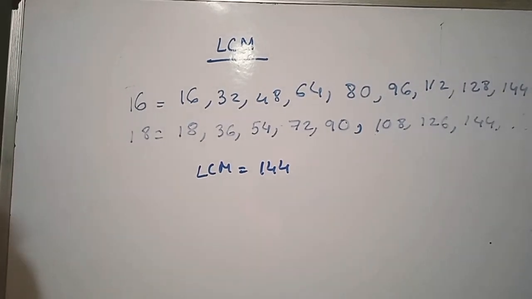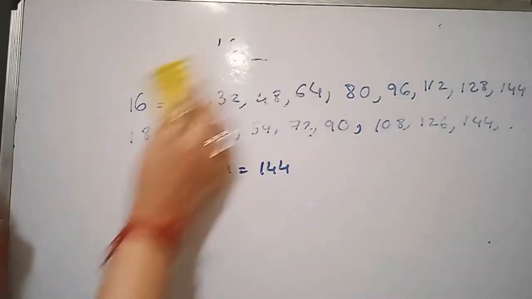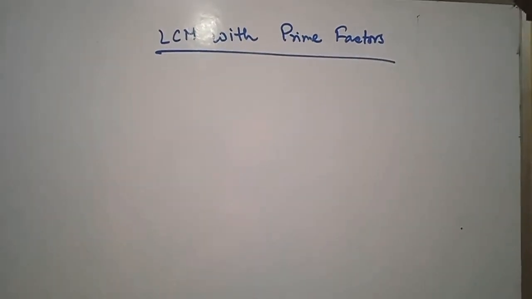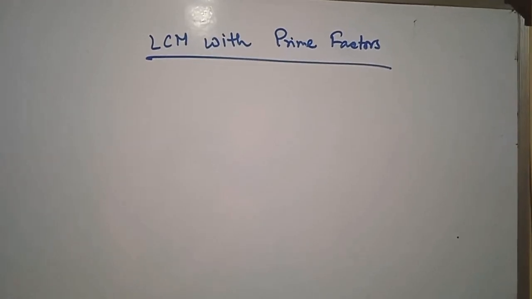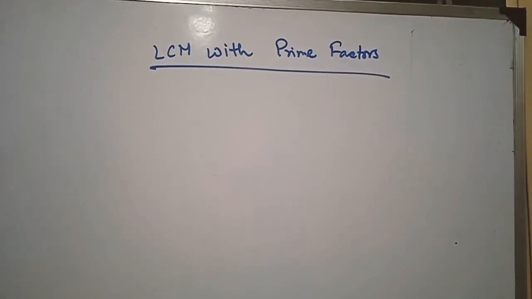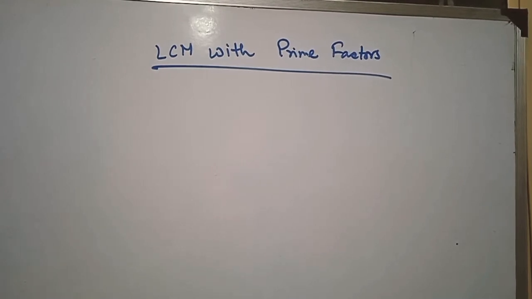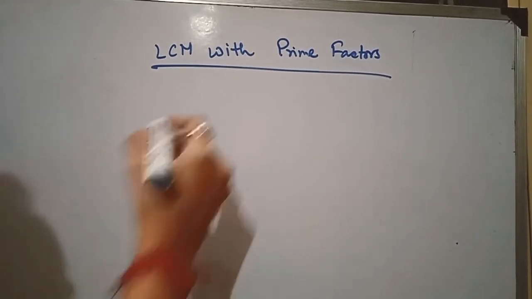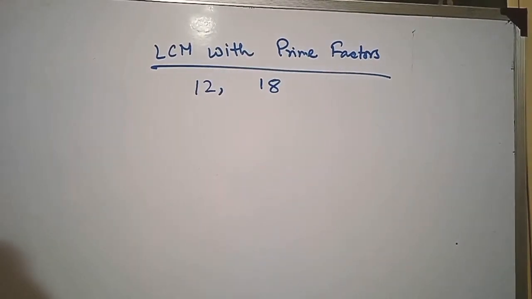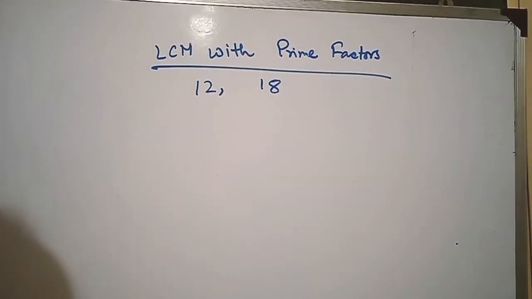Now we are going to the main part of this chapter, that is to find LCM using prime factors. We have already done HCF using prime factors, so we know how to find prime factors. Here also we will use the same method. Suppose I am taking two numbers, 12 and 18, and we have to find the prime factors and then find the LCM.